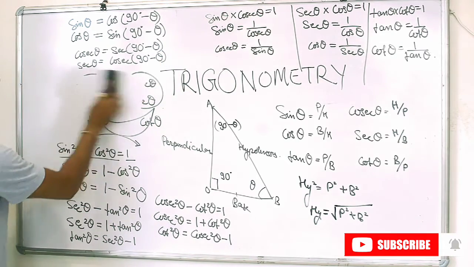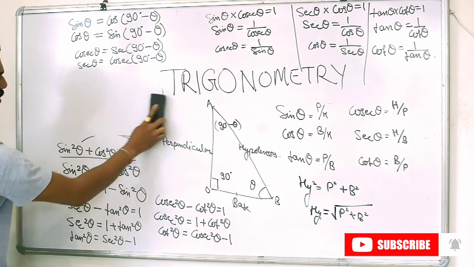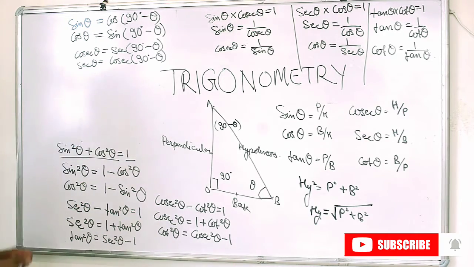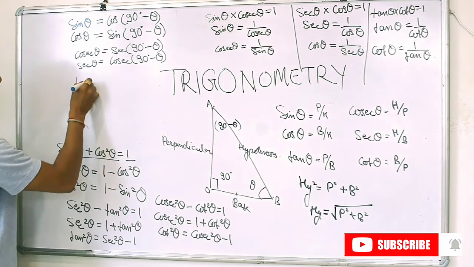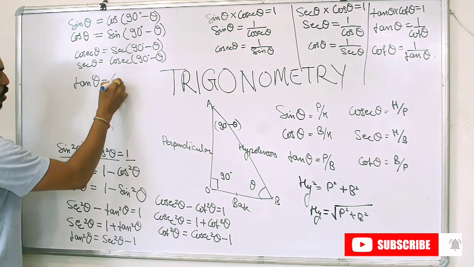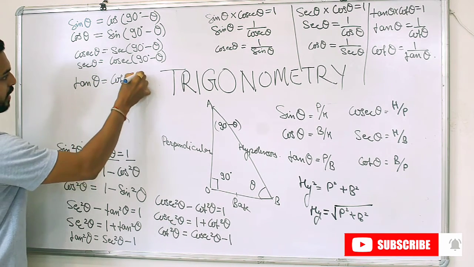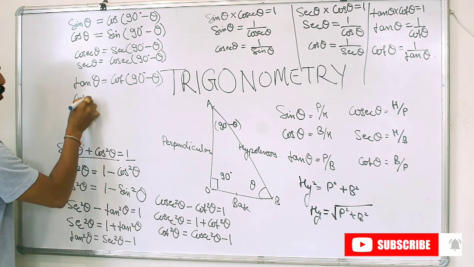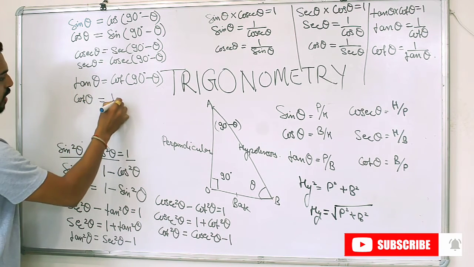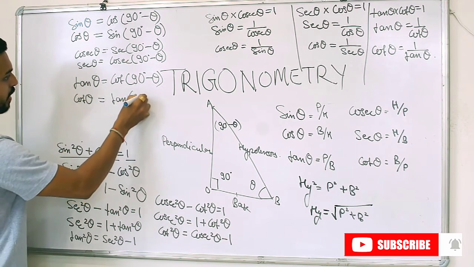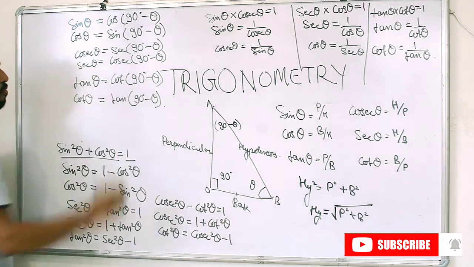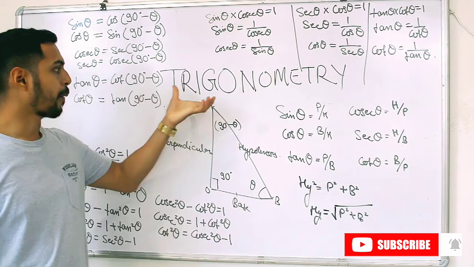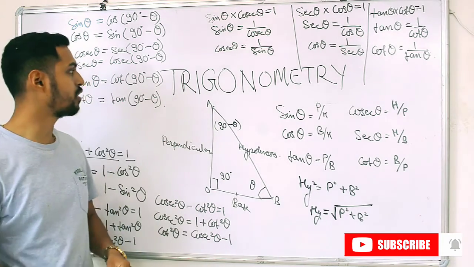Lastly, tan theta and cot theta, right? Tan theta is equal to cot of 90 degree minus theta, and cot theta is equal to tan of 90 degree minus theta. So these are the concepts and formulas of the chapter trigonometry.